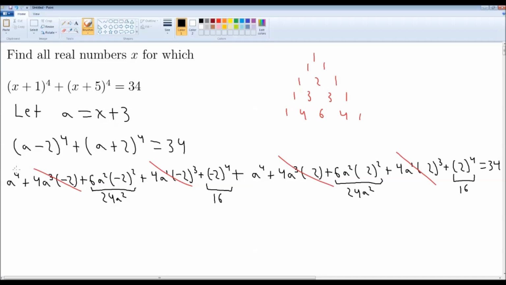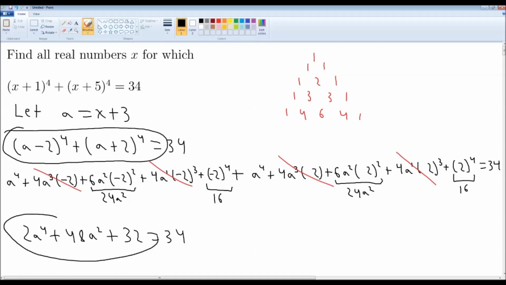Okay, so let's simplify this. A to the 4th plus a to the 4th is 2a to the 4th. 24a squared plus 24a squared is 48a squared. And 16 plus 16 is 32. Okay, and this whole thing is equal to 34. All right, so this expression right here just simplifies to this.